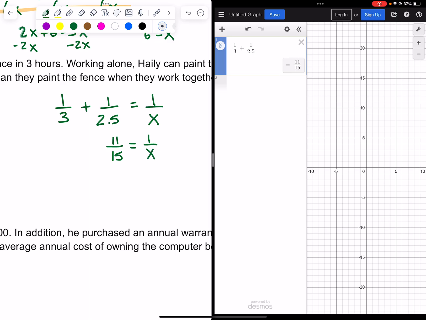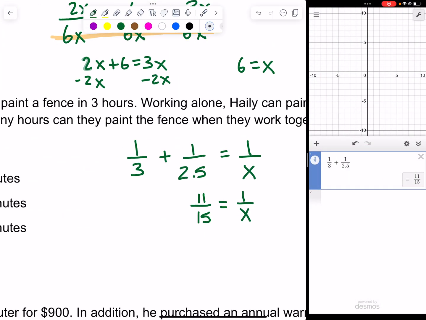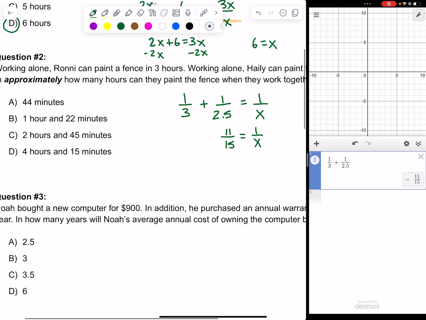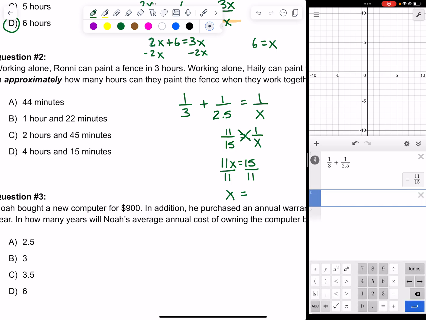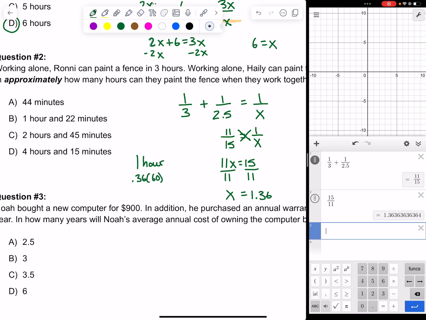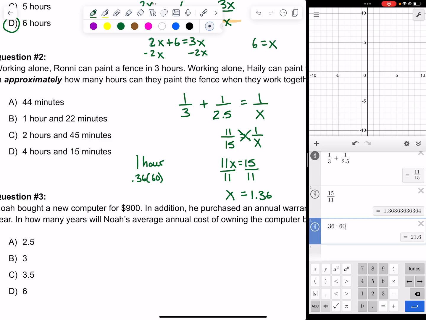And then that's equal to 1/x. So now I just need to cross multiply to figure out how long they take working together. That gives me 11x equals 15. And then I can divide both sides by 11. So that gives me x equals 15 divided by 11, which is 1.36, which is 1 hour and 0.36 times 60 minutes. We can figure out the number of minutes. So 0.36 times 60 is about 22 minutes.